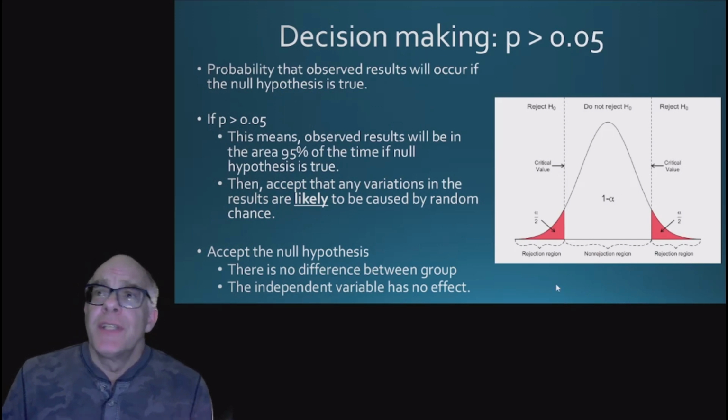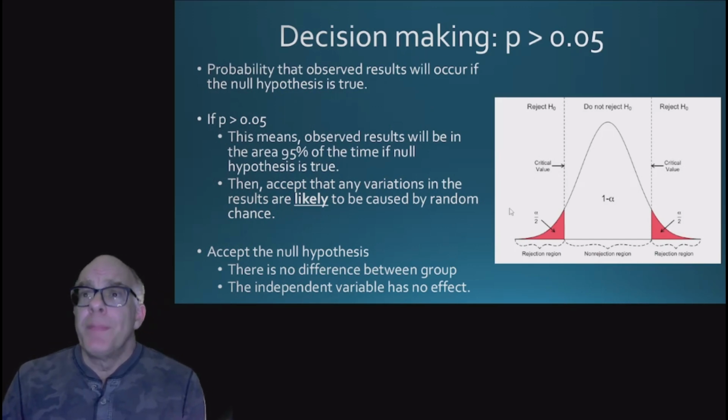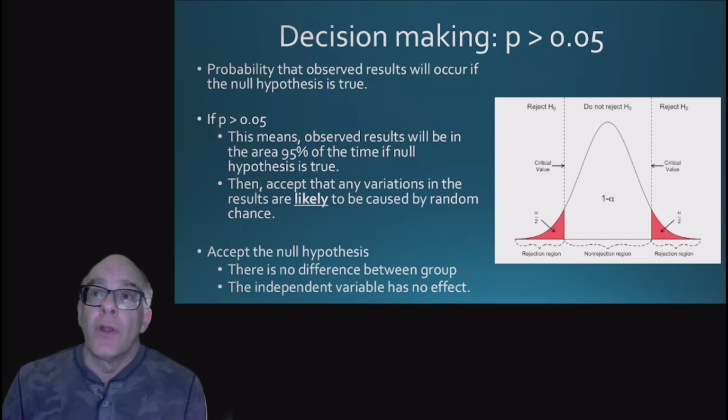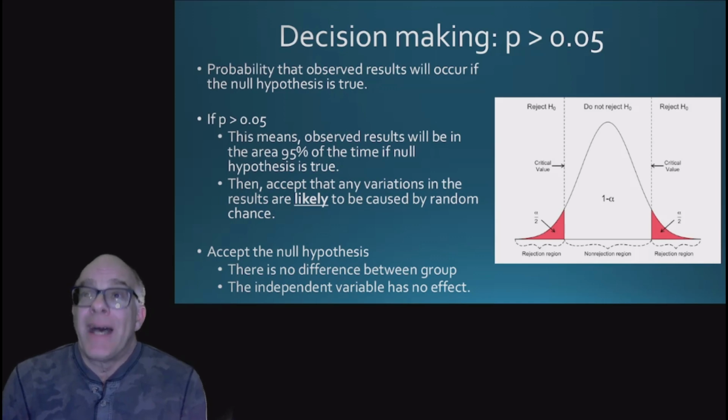So when we use this information for decision making, we basically have two situations. If our p-value is greater than 0.05, this p-value is telling us the probability that our observed results will occur if the null hypothesis is true. So if our p is greater than 0.05, it means that our observed results will be in the area underneath this curve, the area of these possible results that could be true if our null hypothesis is true 95% of the time.